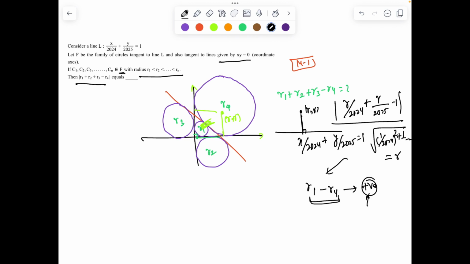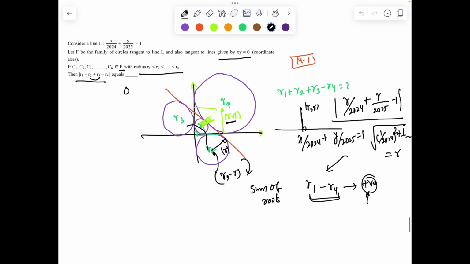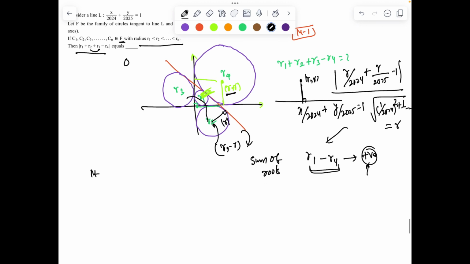Similarly, to capture R2 and R3, R comma R is not enough, because if I keep R as positive, it will capture only the first quadrant. So here I have to keep R comma minus R. Again, the distance from the center to this line is equal to the radius, that's mod R. It will give again a next quadratic, and now the sum of roots will give you the value of R2 plus R3. And if you do this, very surprisingly, everything will get cancelled, and the answer will be 0, which means R4, the radius of this largest circle, is the sum of the radii of these 3. So that's method 1.